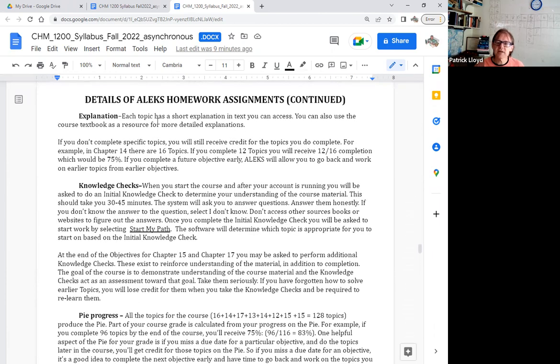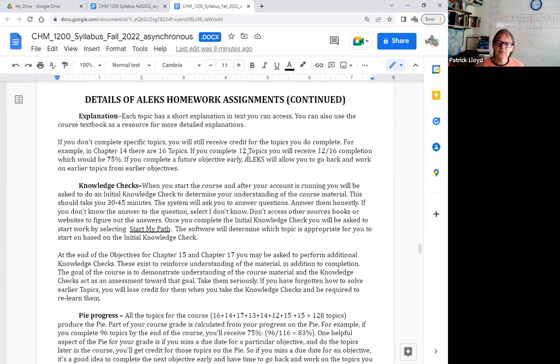Okay. Each topic, each type of homework problem, does have a short explanation that you can look at under ALEKS. Okay. You can also look for more details in the textbook. You can reach out to me if you have any questions. You can get tutoring at the library. The library has tutoring, and so there's all kinds of ways to get help on this, okay?